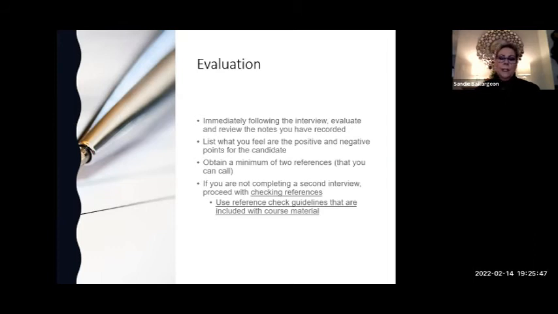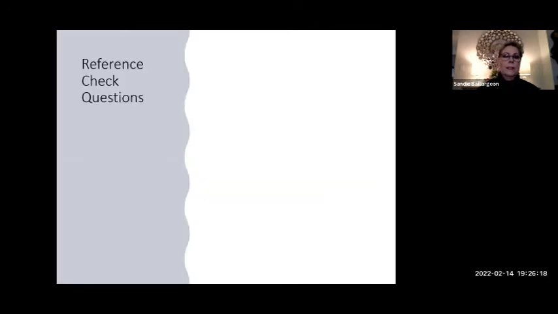If you are not completing a second interview, then you can proceed. If you know, in other words, that you're pretty sure you're going to hire this person, then go ahead and start checking the references. And you can use the reference check guidelines that are included with the course material, but I'll just show you what they are. And then it's always nice to send a rejection email, nicely worded, thank you for your application. We appreciate your time. This job has been filled.